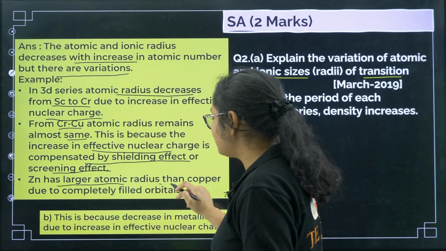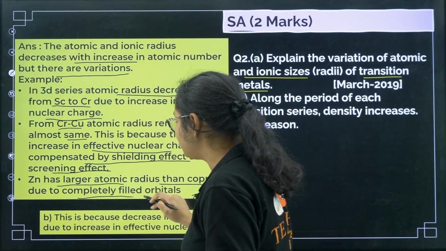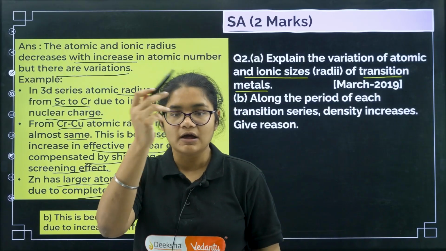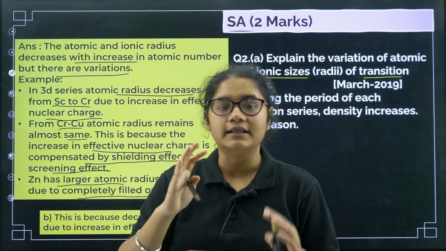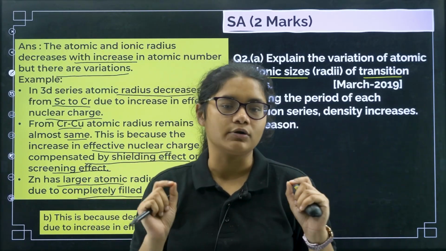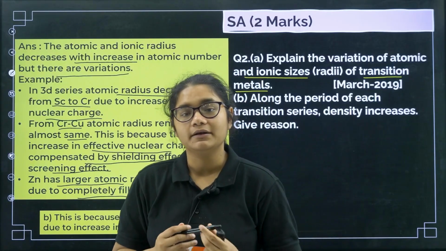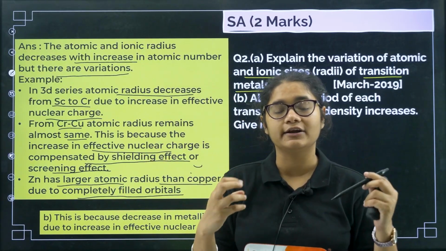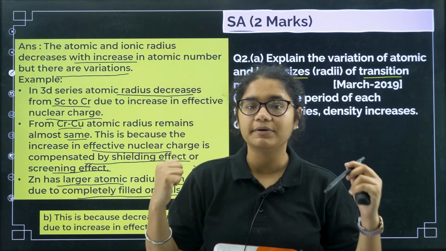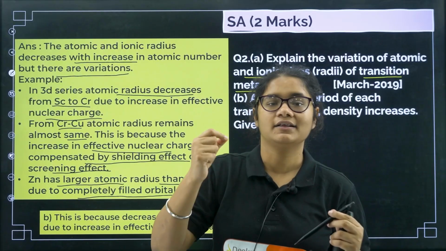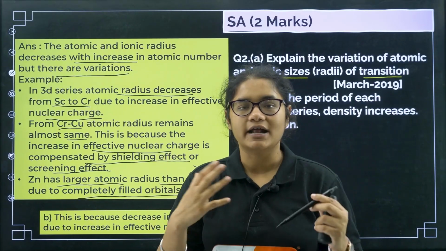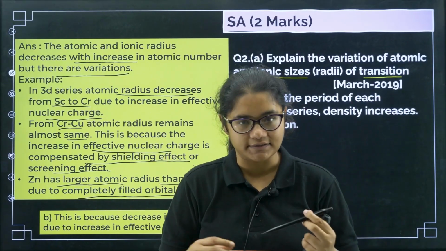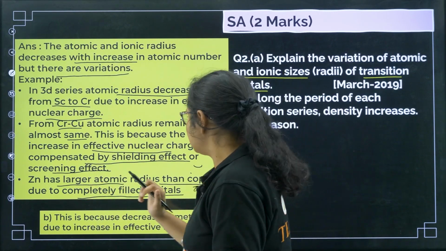Zn has larger atomic radius than copper due to the completely filled d orbitals. Now in copper, in the d orbital all 10 electrons are present. Now what will happen? The inter-electronic repulsion factor predominates over the effective nuclear charge, right? So that is why the size will increase. Okay, so that is this question.